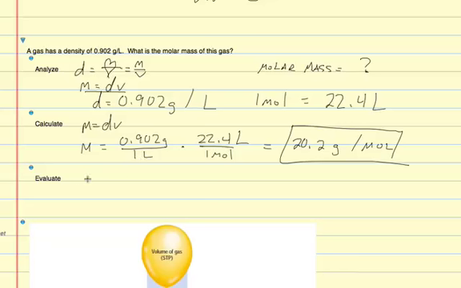Let's take a look back and evaluate this. Molar mass. The label for molar mass is grams per mole. And if we compare here, did that come out? Yep, we have grams in the numerator and moles in the denominator. All right.